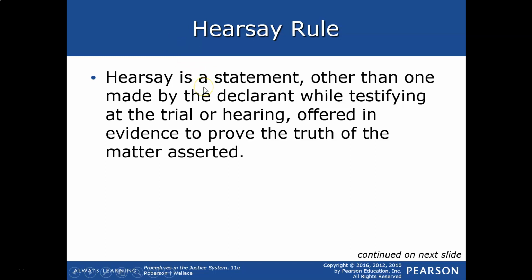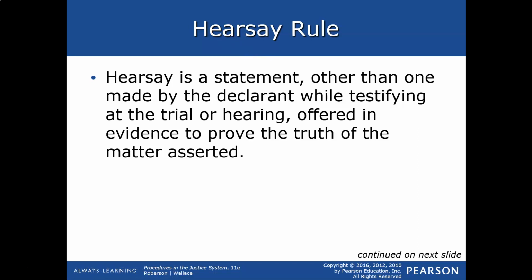Absolutely. I said something, but I'm not there in court telling you. Why? Because I'm dead. But because I am not the one offering the statement, it's considered hearsay. Is there an exception to that rule because I died? Yes. There are about 30 exceptions to the hearsay rule.